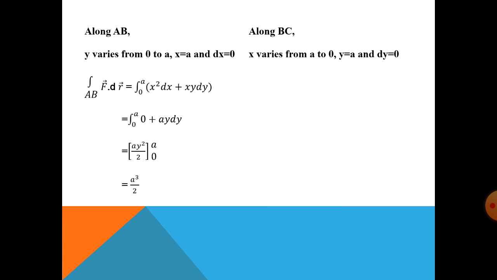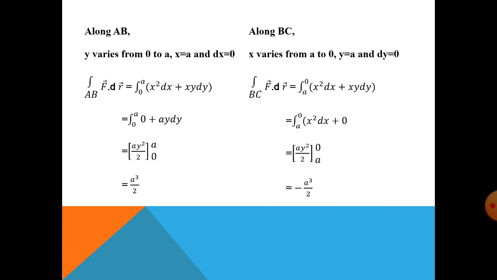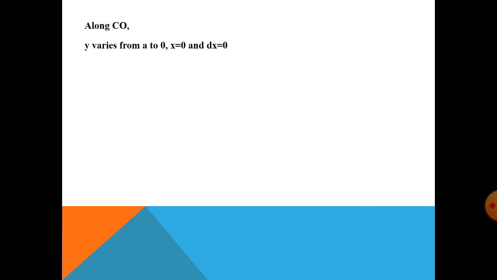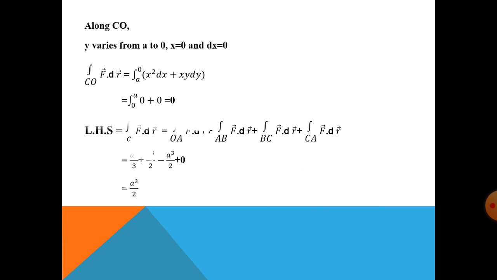Along BC, x varies from 0 to a. Y value is a and dy is 0. Replace F vector dot dr vector, y and dy values and then integrate with respect to x, we get minus a cube by 2. Along CO, y varies from a to 0. X is 0, so dx is also 0. Substitute these values, we get the integral value also. By adding those 4 sides, we get LHS value as a cube by 2.